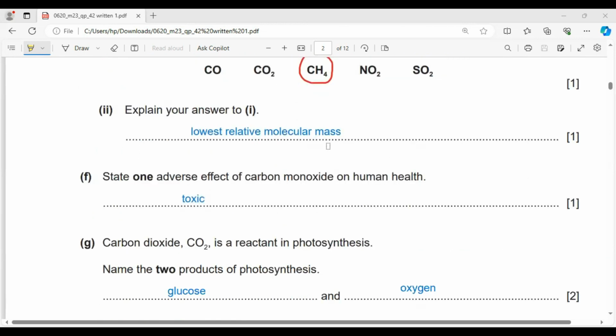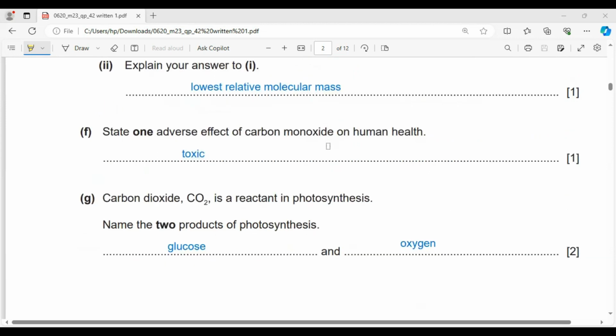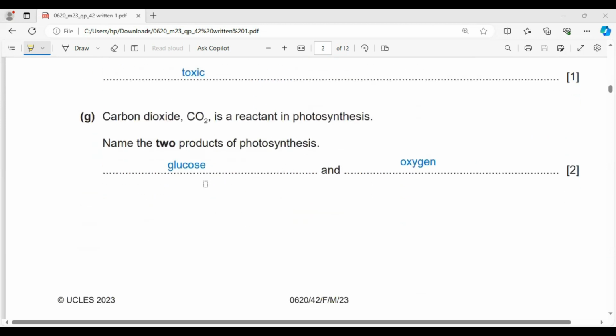State one adverse effect of carbon monoxide on human health. So carbon monoxide is toxic in nature. It combines with the hemoglobin. That is why it is toxic in nature. Carbon dioxide is a reactant in photosynthesis. So we know the two main products produced in photosynthesis are glucose and oxygen.